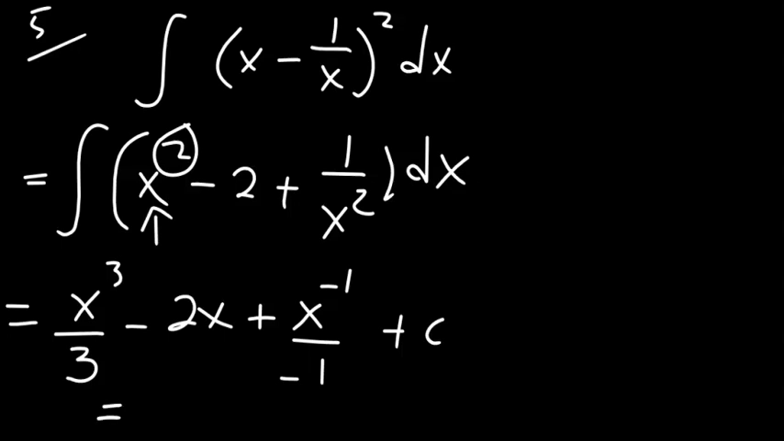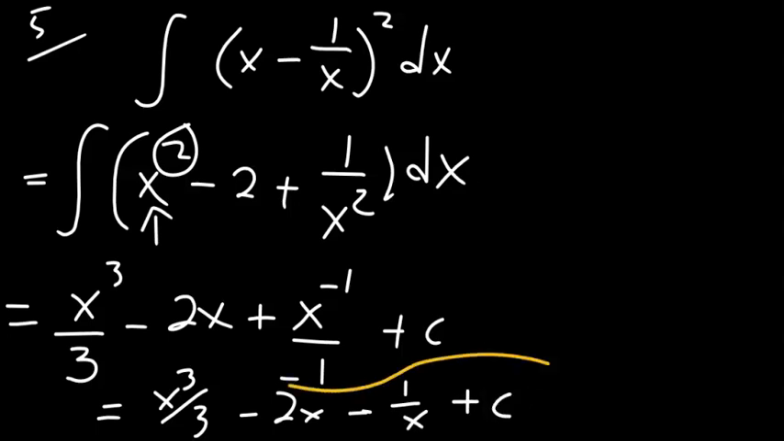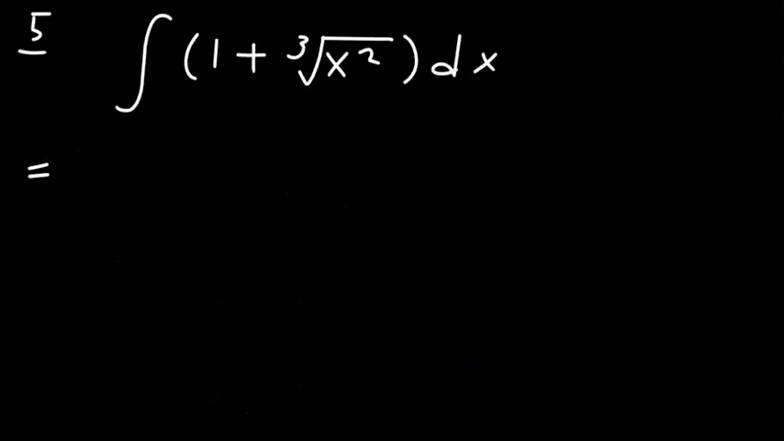And one could rewrite this as x to the power 3 over 3 minus 2x minus 1 over x plus a constant. So this is the result. Now let's do this integral. Again, you have two integrals. So the first one is 1 dx, so that's the first integral.